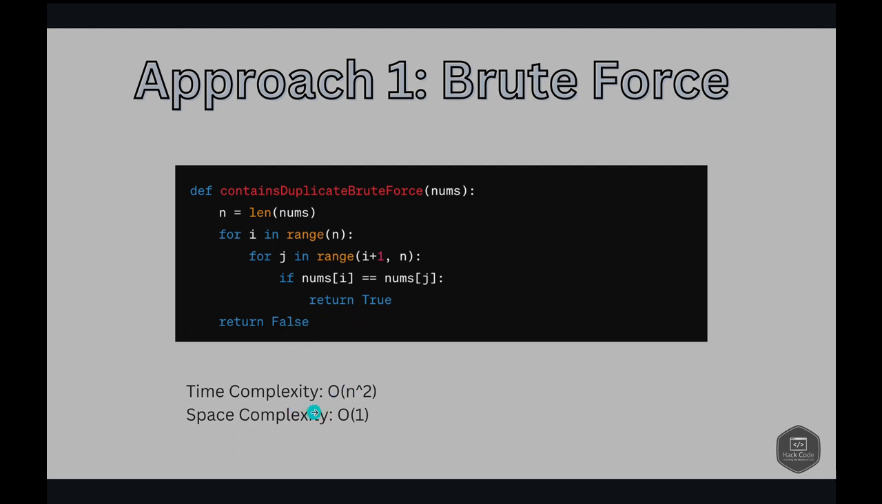Let's discuss the time complexity for this. The time complexity is O of n square because we are using two for loops here. It's straightforward, so n square. The space complexity is O of 1, since we don't store any extra array or anything like that for solving this problem.